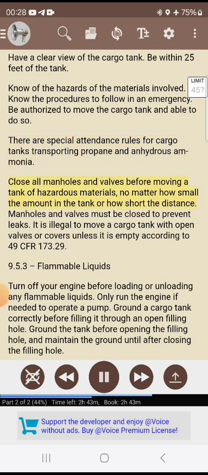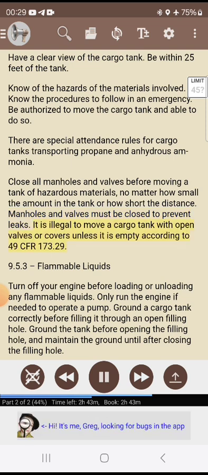Close all manholes and valves before moving a tank of hazardous materials, no matter how small the amount in the tank or how short the distance. Manholes and valves must be closed to prevent leaks. It is illegal to move a cargo tank with open valves or covers unless it is empty, according to 49 CFR 173.29.